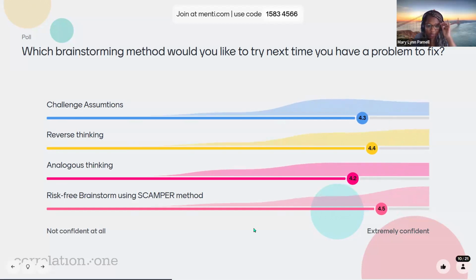Being Ty, or now in the lead, is the risk-free brainstorming Scamper. How confident are we on using it? Very good. As you can see, these are all different ways you can implement challenging assumptions as a team, reversing our thinking, looking at different problems throughout different industries and really highlighting some solutions, and then using the Scamper method to be able to see things from a different light and in a systematic way in order to do that.